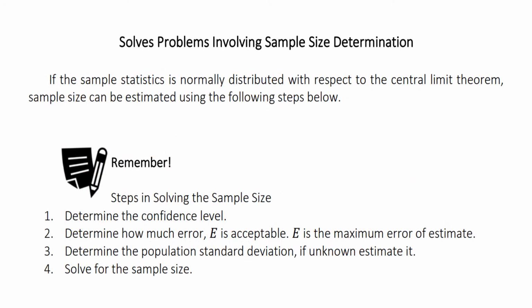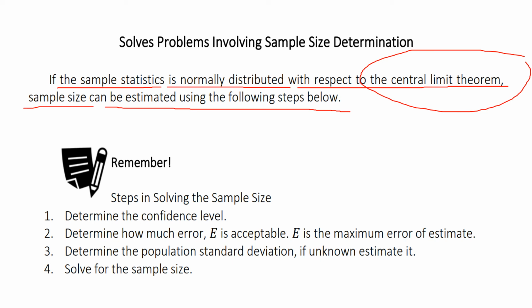In solving problems involving sample size determination, if the sample statistic is normally distributed with respect to the central limit theorem, sample size can be estimated using the following steps below. So we apply the central limit theorem if your n is a large sample, meaning to say it should be equal to 30 or greater than 30.